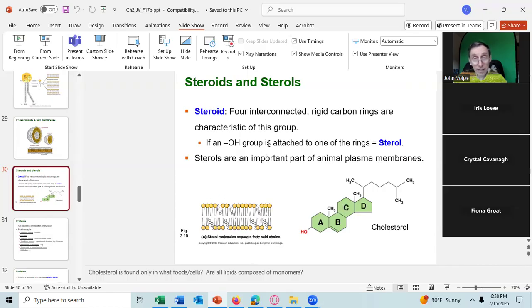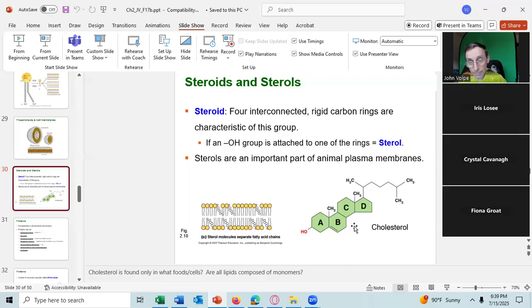A steroid is four interconnected rigid carbon rings, characteristic of this group. And so A, B, C, and D are the four interconnected carbon rings making up a steroid. And usually there's some attachment, molecules attached to it, like this part here, and that there, and that there. And that's the steroid. If there's an OH group attached to a steroid, we call it a sterol. So cholesterol is a sterol because it has an OH group attached to the molecule. Any question about any of that?